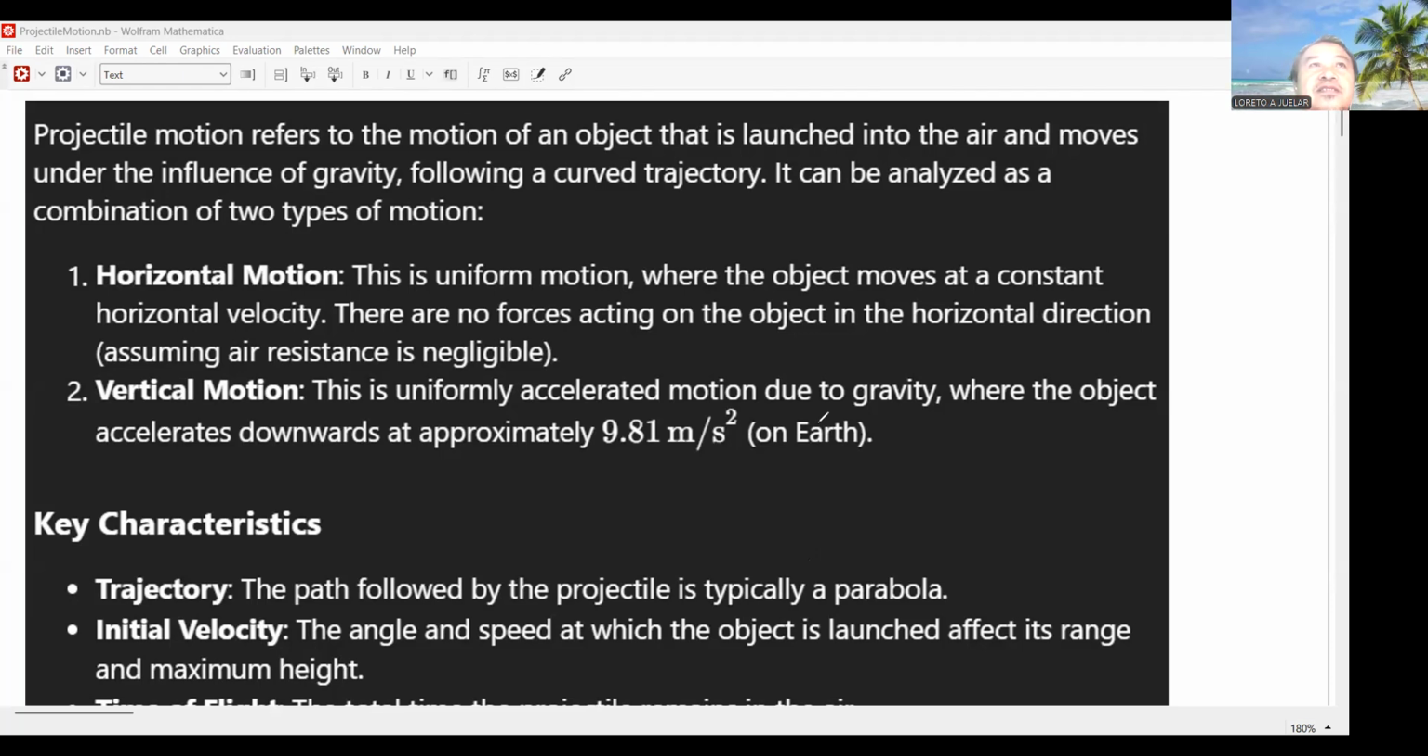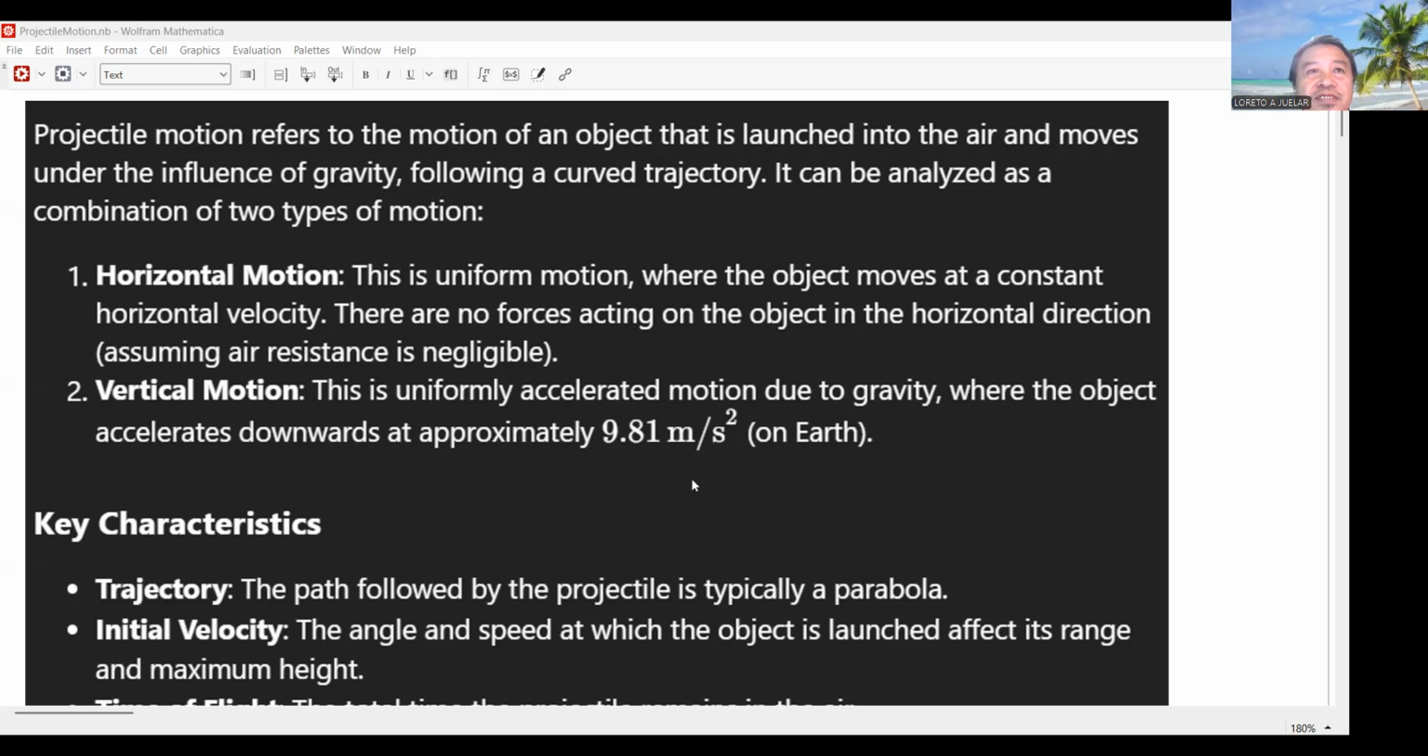Projectile motion refers to the motion of an object that is launched into the air and moves under the influence of gravity, following a curved trajectory. It can be analyzed as a combination of two types. The horizontal motion is a uniform motion where the object moves at a constant horizontal velocity. There are no forces acting on the object in the horizontal direction, assuming air resistance is negligible.